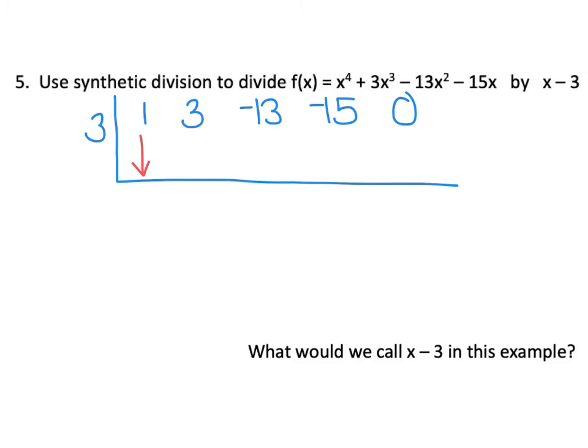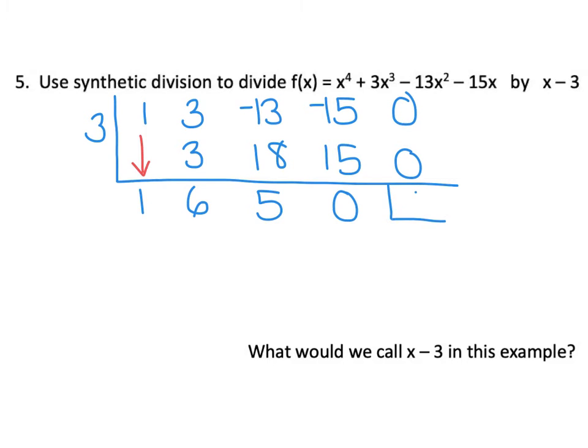So I bring down the 1, and then I multiply, add. So 3 times 1 is 3, add, and I get 6. 3 times 6 is 18, add, and I get 5. 3 times 5 is 15, I add, and I get 0. 3 times 0 is 0, I add, and I get 0. And now something interesting is happening here. I have a remainder of 0, so let's just write our polynomial.